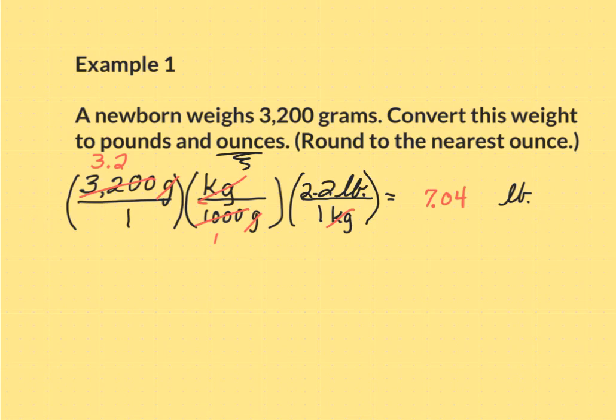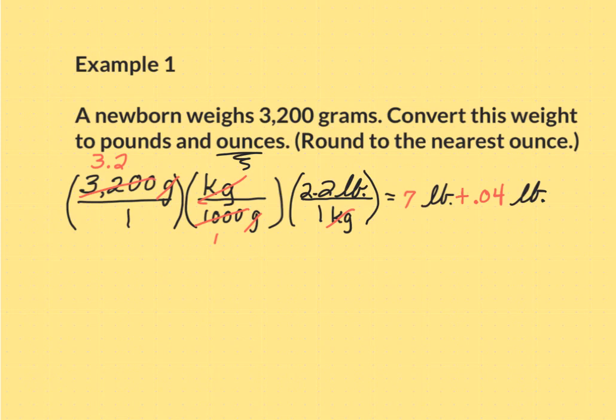But we need pounds and ounces. So now we need to separate this 7 pounds. Oops, can't move that in there yet. And this 4/100ths of a pound. And these are actually added together. 7 pounds plus 4/100ths of a pound gives us 7 4/100ths of a pound.